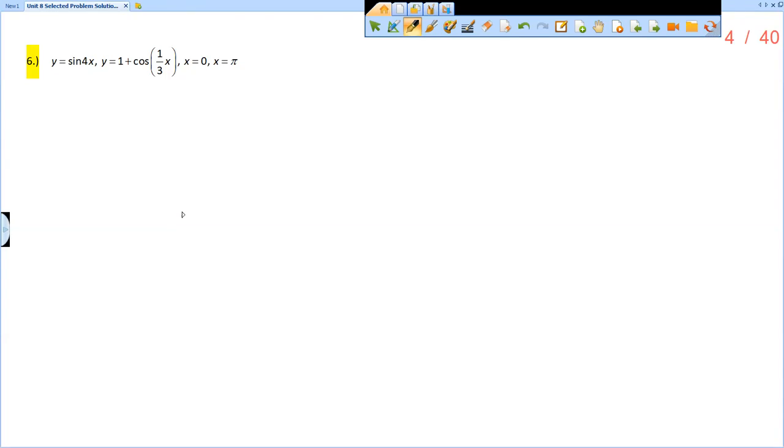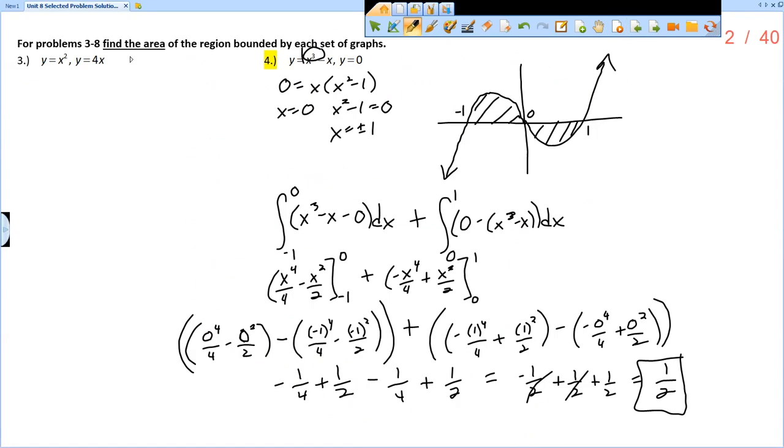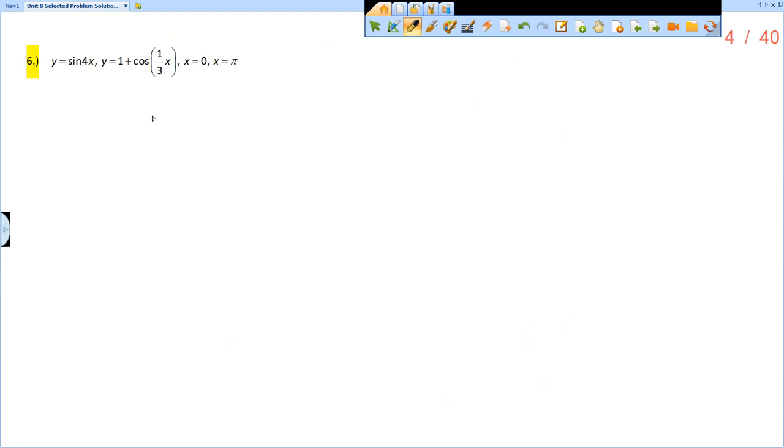This is the solution video for section 8.1, problem number 6. If I flip back, it says find the area of the region bounded by each set of graphs. All right, so problem 6.